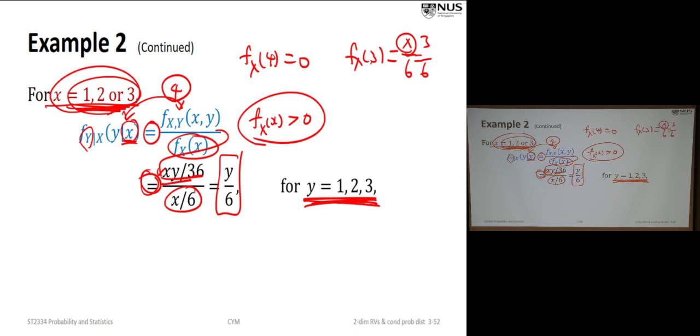So in other words, the conditional probability function for y given x, so long as x equal to 1, 2, or 3, is y over 6. So in other words, when y equal to 1, it's 1 over 6. When y equal to 2, it's 2 over 6. When y equal to 3, it's 3 over 6. When y equal to 4, it is 0. All right, outside this 1, 2, 3 range is 0.